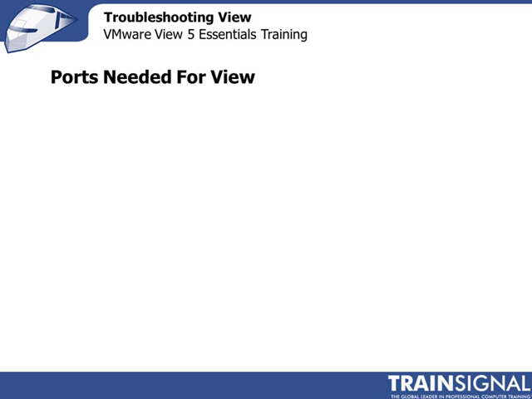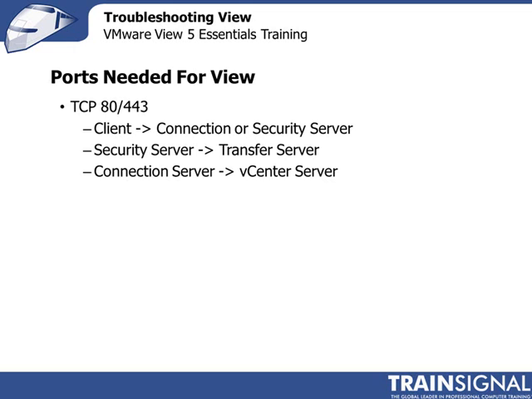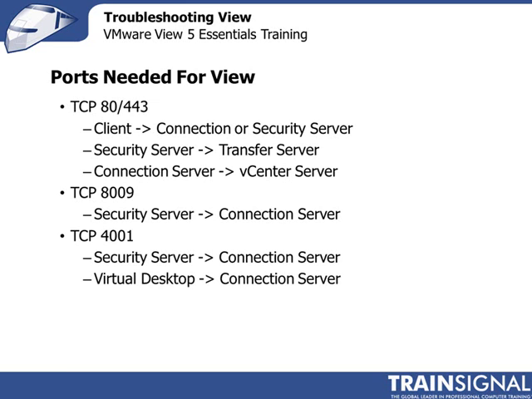So what different ports do you need to make sure to have open within the firewall? Well, first of all, you'll need to make sure TCP ports 80 and 443 are open between the client and the security server, the transfer server, and also between the security server and transfer server, and the connection server and the vCenter server. Port 8009 will need to be open between the security server and the connection server. Port 4001 will also need to be open between the security server and the connection server, as well as the virtual desktops in the connection server.